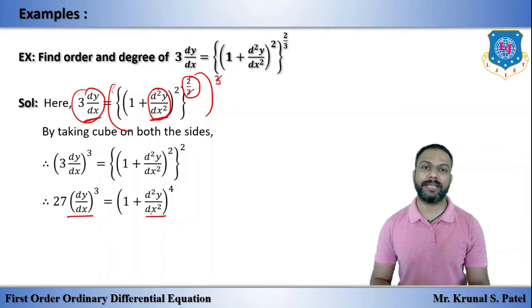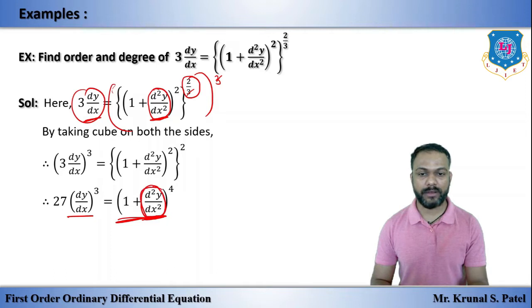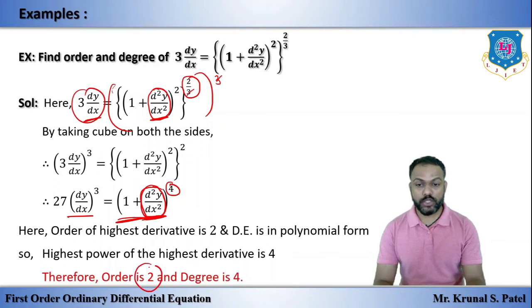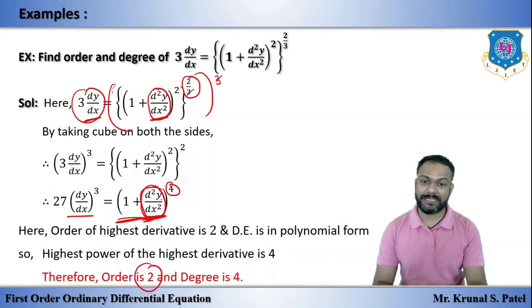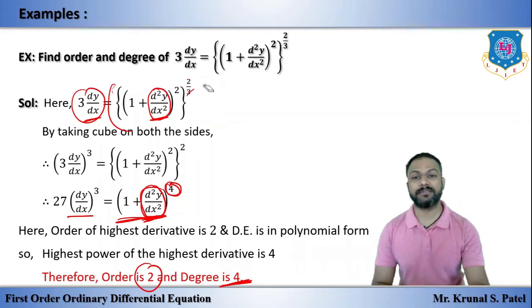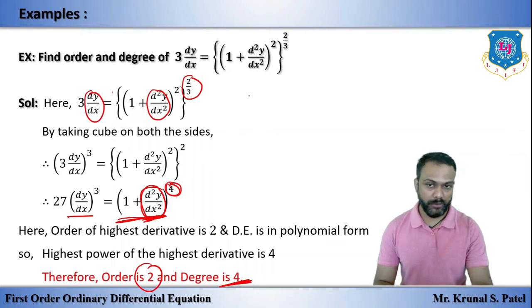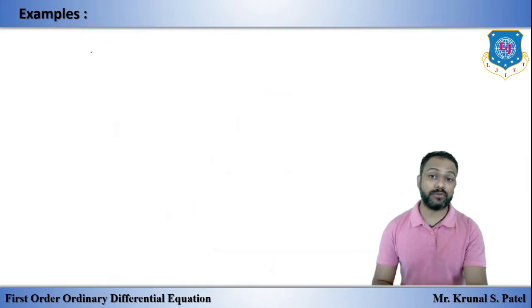Now we can find the degree. The order we can find before also. So the order is 2, and the degree is the highest power of this. By expanding, the highest power of this second-order derivative is 4. So in this equation the order is 2 because of the highest derivative, and the power of this highest derivative is 4, so the degree is 4. Whenever we have a fractional power of any derivative term, we have to remove it.